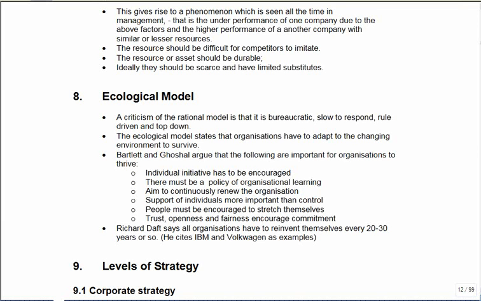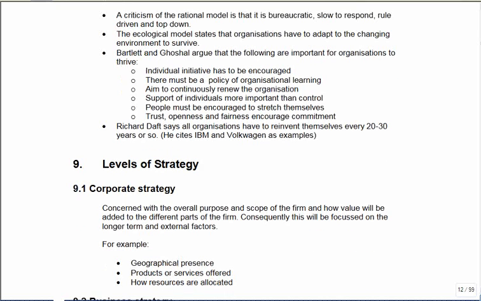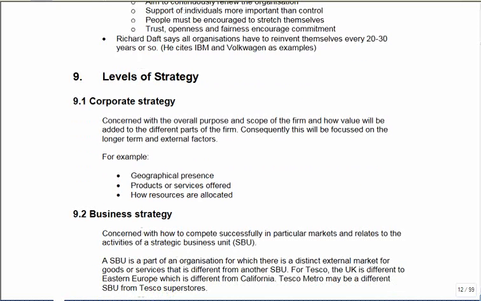So we've got 8 different ways of thinking about strategy, of viewing strategy, of applying strategy. And then section 9 is slightly different. Section 9 says, now, at what level does strategy apply? And in fact, it can apply at any level. And there are 3 distinct levels that we talk about and that you need to be aware of for this paper. The first is what's known as corporate strategy, corporate level strategy.